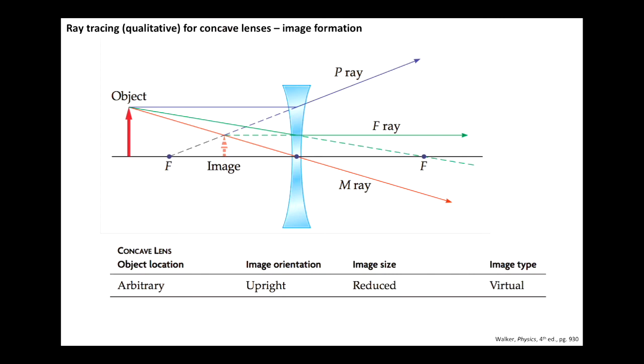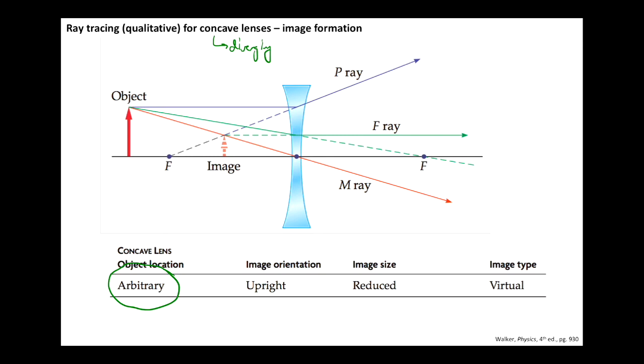So let's see here. This is diverging. And notice no matter where I put the object, we're going to end up with the case that you see above. Just like we drew on the last slide, you can see that we have this top ray, the P ray, spreads out but traces back to the first focal point. The F ray is heading toward the other focal point but goes parallel, and the M ray goes straight through.